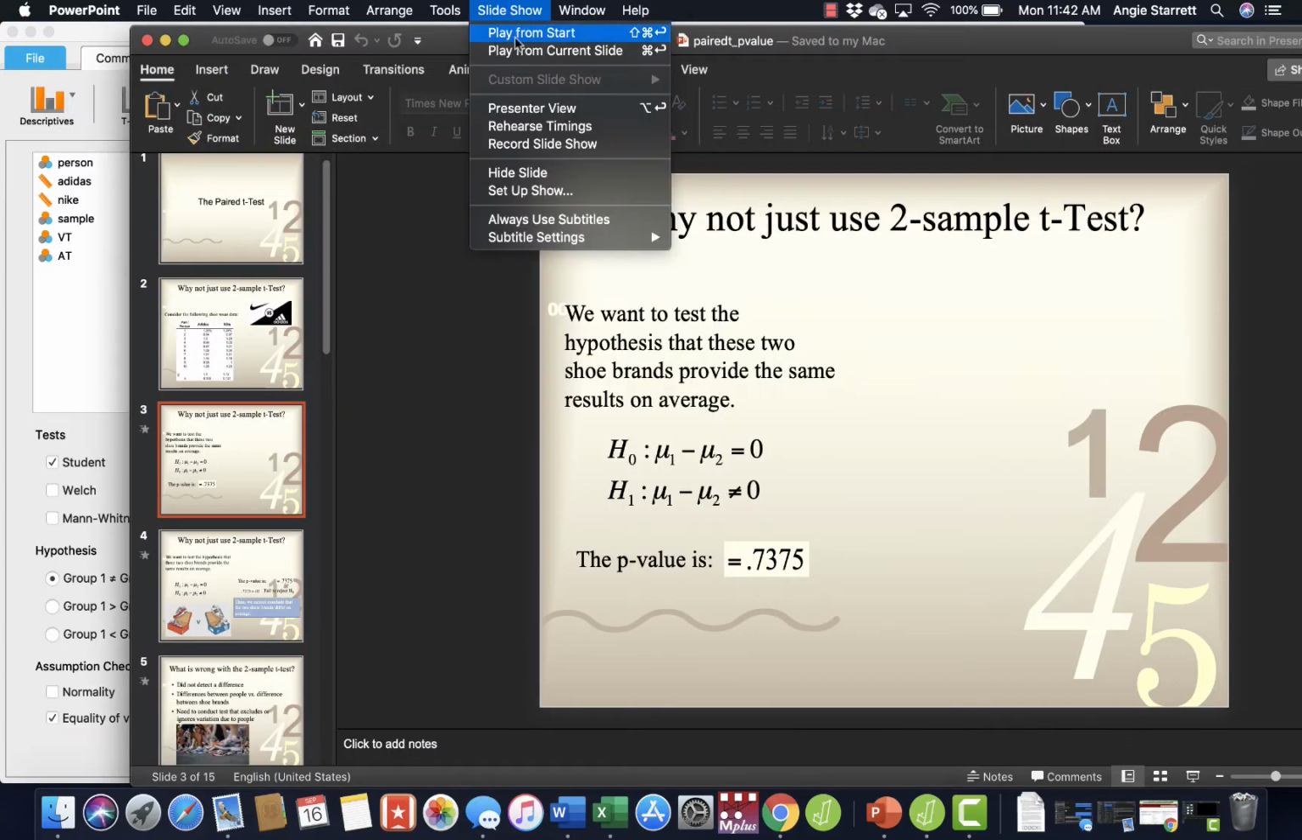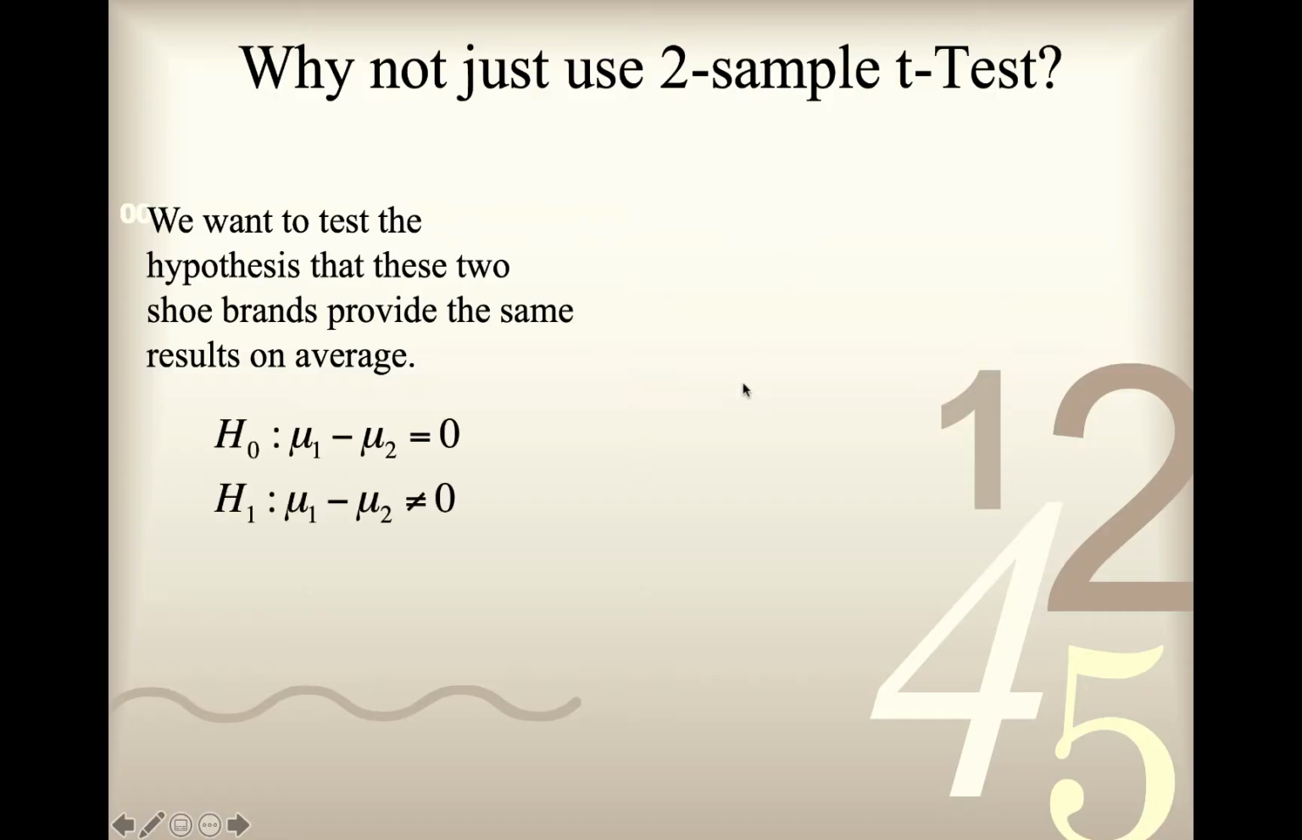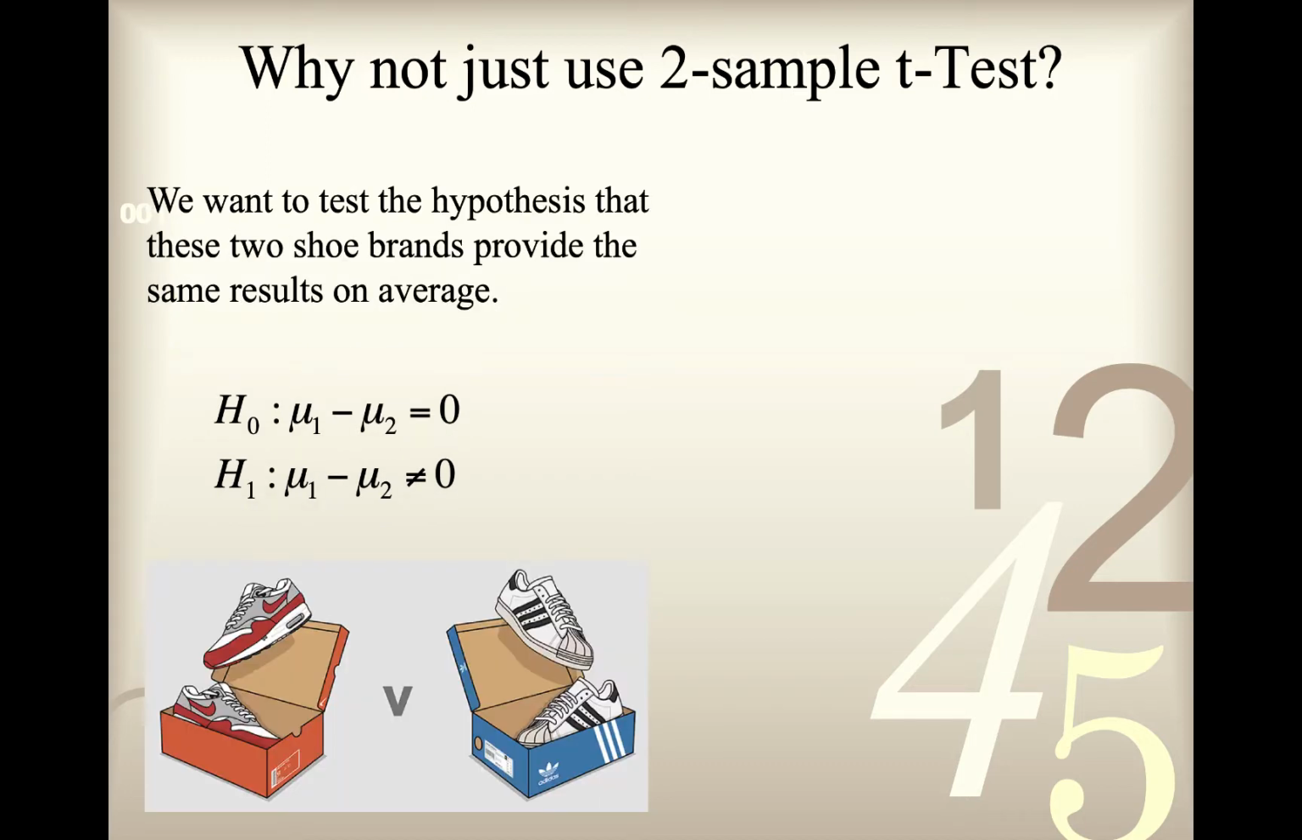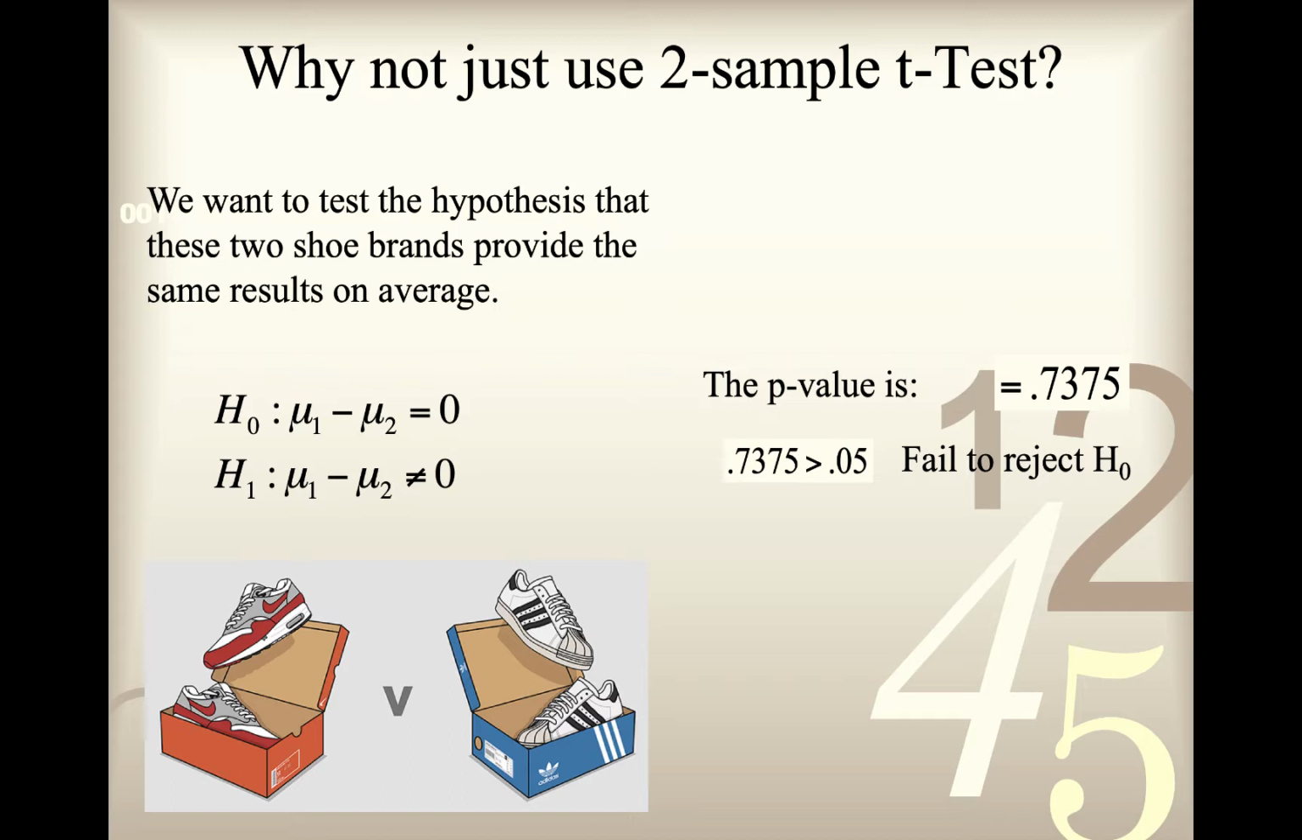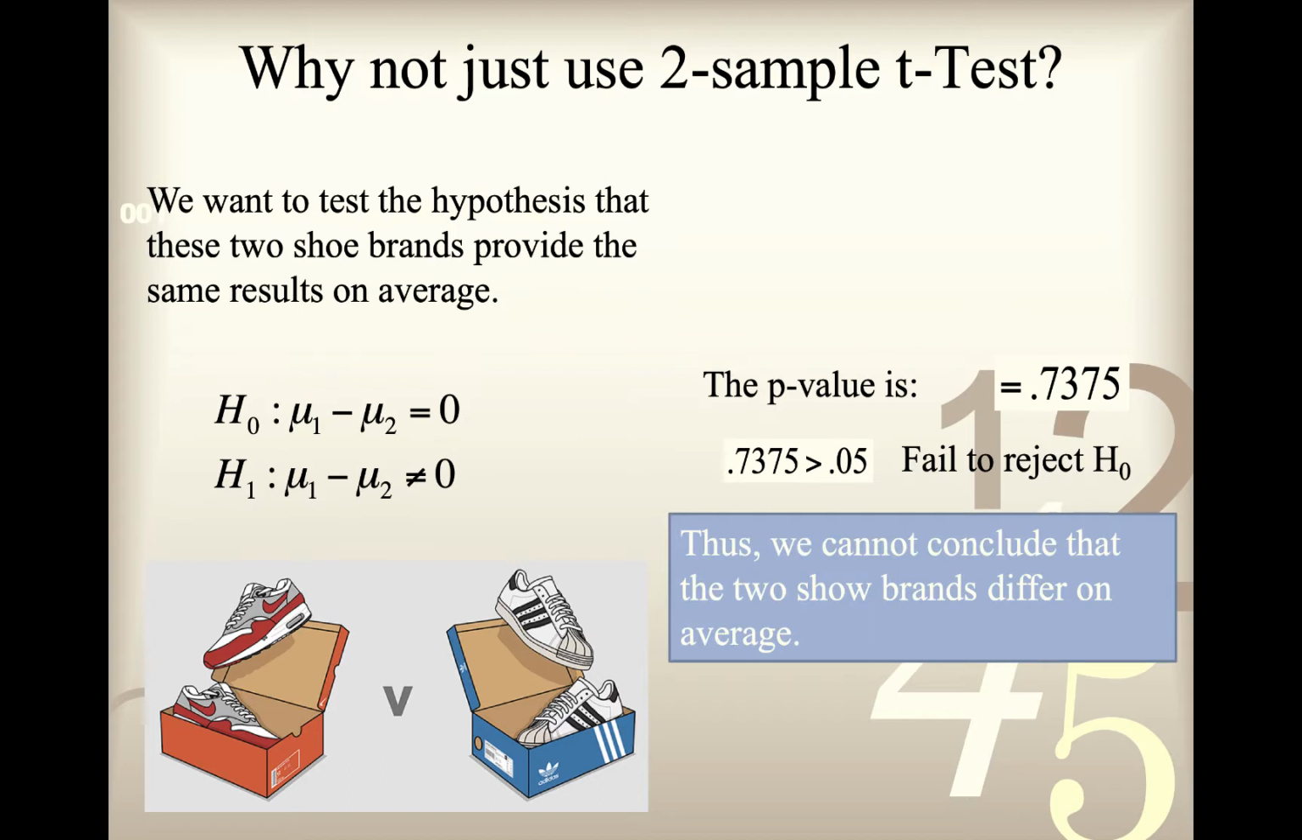So let's go back over here. We've got 0.737, or 0.7375, and you guys know what to do with that, right? With our p-value of 0.7375, that's clearly greater than alpha, so we fail to reject the null. We do not find a significant difference, so we cannot conclude that the two shoe brands differ on average. We could bebop along thinking that Nike and Adidas have basically the same wear.